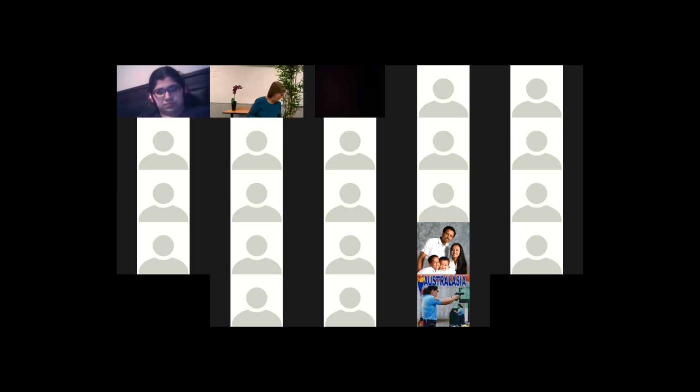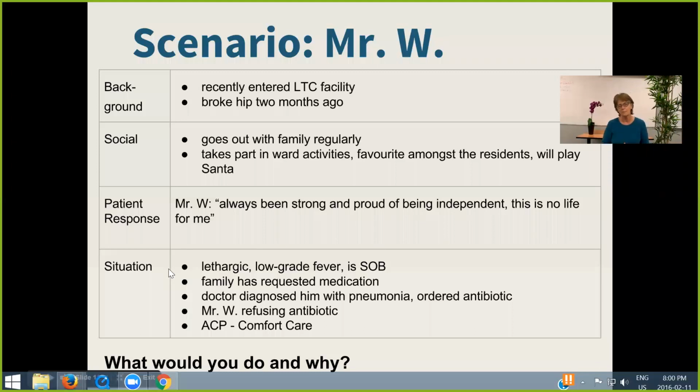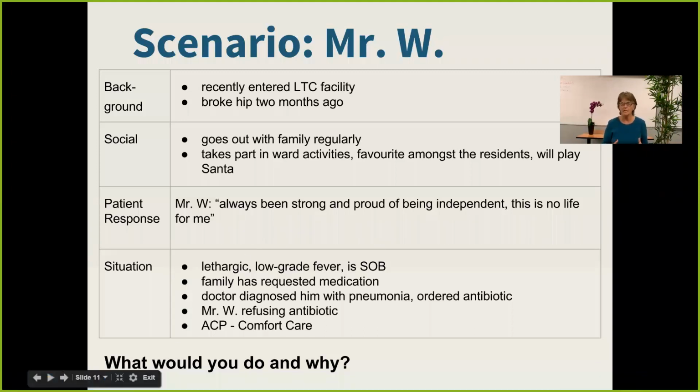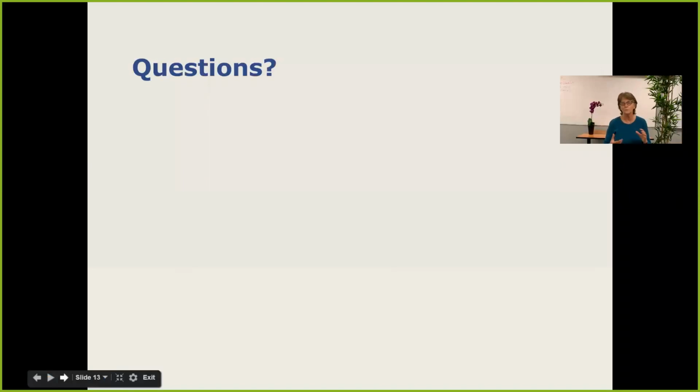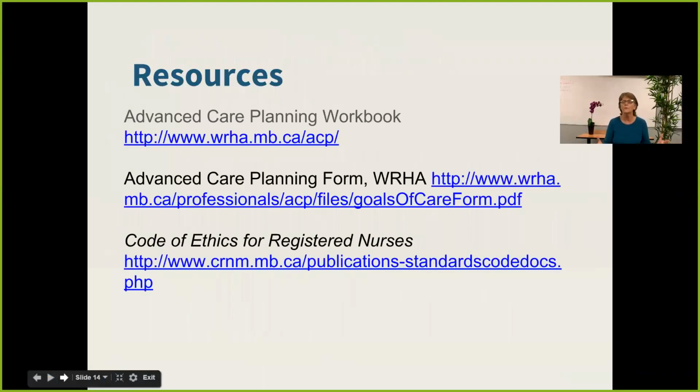And I also have another scenario that we didn't get to that I'll be putting up on Ask a Nurse, and we can go through that one. It'll be a more simple scenario, just to get practice on the role of a nurse. And here are the resources. We have the Advanced Care Planning Workbook. It explains more about what you would go through, how somebody, if they were deciding on an advanced care plan, what they might do. The Advanced Care Planning Form, which we looked at, and the Code of Ethics for Registered Nurses is very important. And what else do we have?